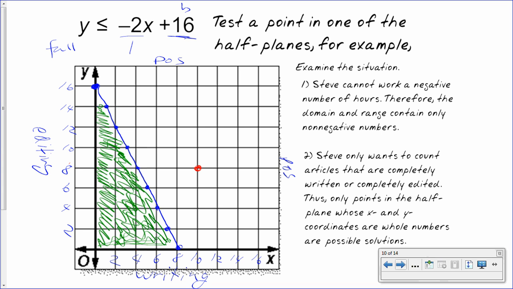Can he work 4 hours writing and 4 hours editing? That point lies in the shaded region, doesn't it? Can he write 6 hours and edit 4 hours? You see what I'm getting at? Can he write 10 hours and edit 2 hours? No. See what I'm saying? So my point has to lie in the shaded area. Okay?